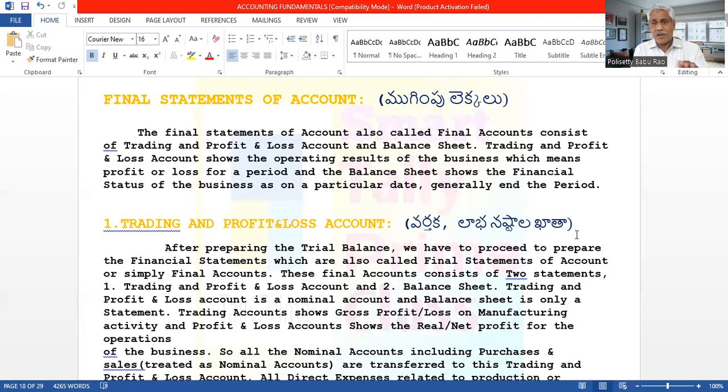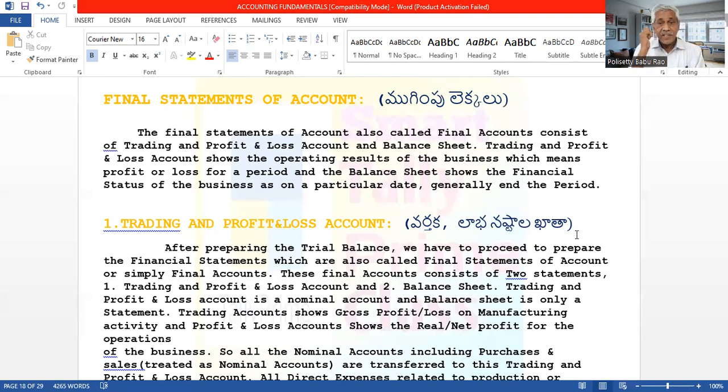We will find out the profit and loss by transferring all the nominal accounts, that is, expenses, losses and incomes. Profit or loss is only the difference between expenses and losses, and incomes. So we have to transfer all nominal accounts to the profit and loss account to find out the profit and loss. Here we have to note one point.